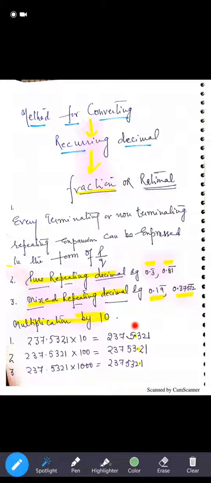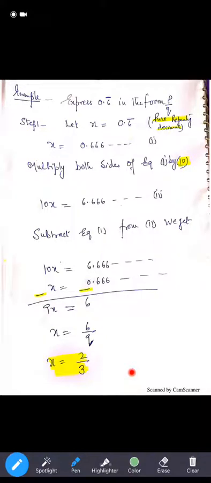Before starting the questions, let's recall multiplication by 10. If you take a decimal number 237.5321 and multiply it by 10, how many places will the decimal shift? It will shift only one place. If you multiply this number by 100, the decimal will shift 2 places. And if you multiply it by 1000, it will shift 3 places. The same logic we will use in converting a repeating decimal into a fraction.